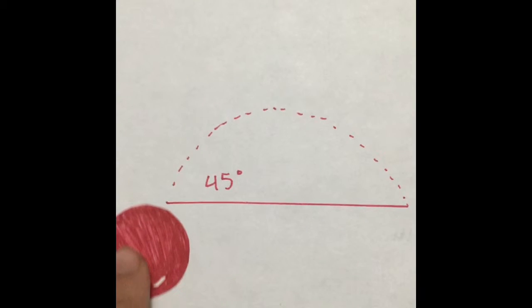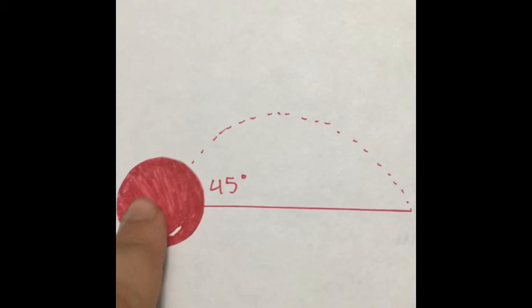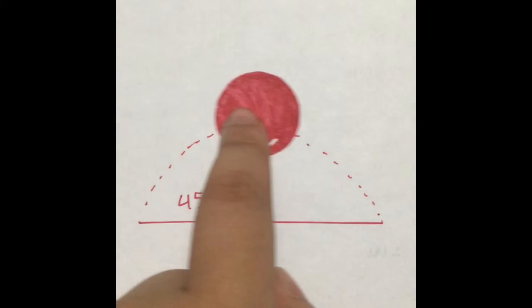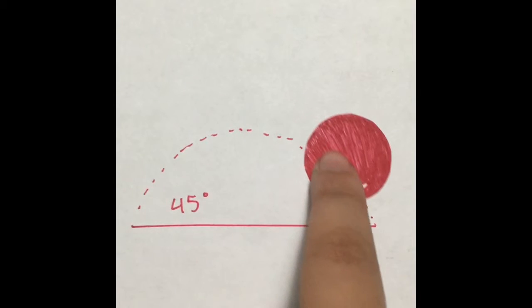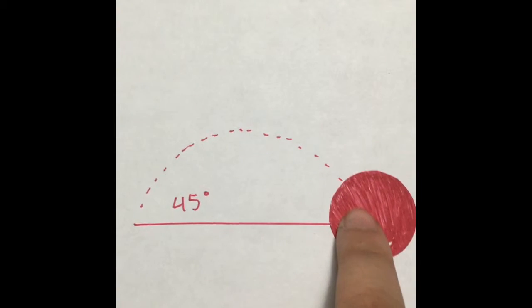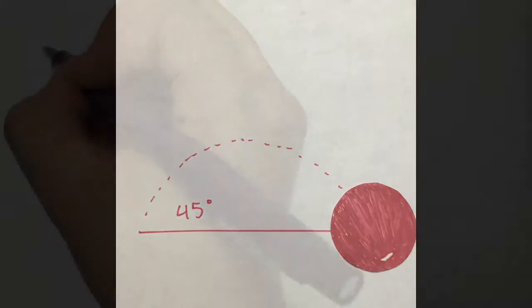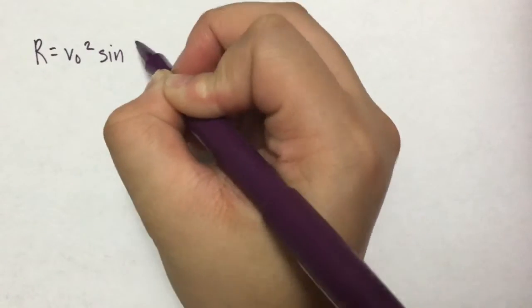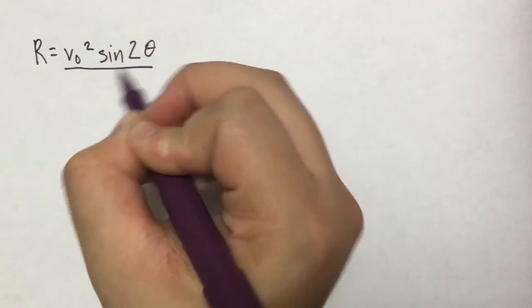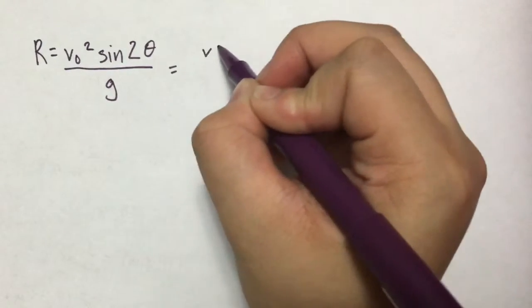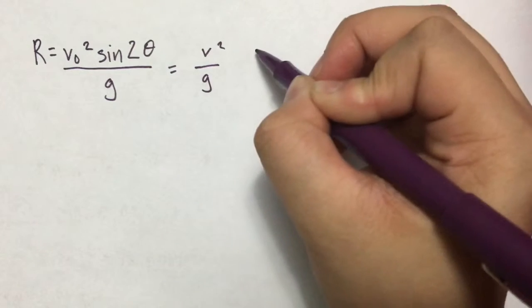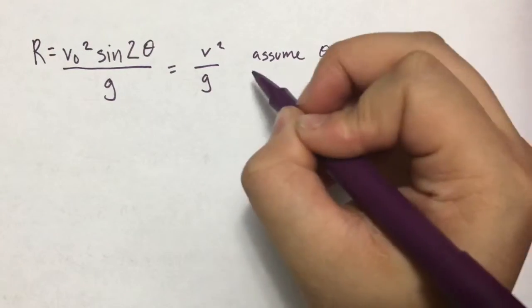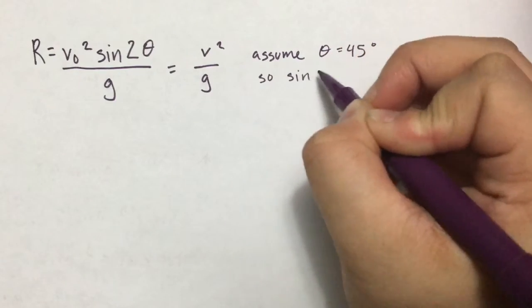Now that we understand that this is a projectile problem and the objects are being thrown, we have to figure out the angle that the objects are thrown. The problem leaves it up to us to know that launching the objects at 45 degrees will yield the maximum range. To solve part A, we're going to use the range equation, which is initial velocity squared times sine 2 theta over gravity, and simplified it becomes velocity squared over gravity because we're assuming that theta is 45 degrees and sine 2 theta becomes 1.